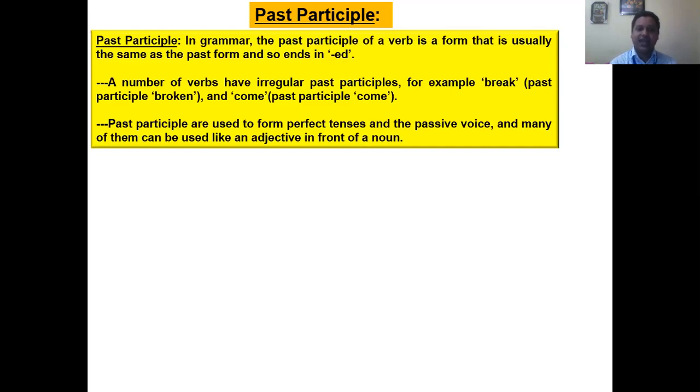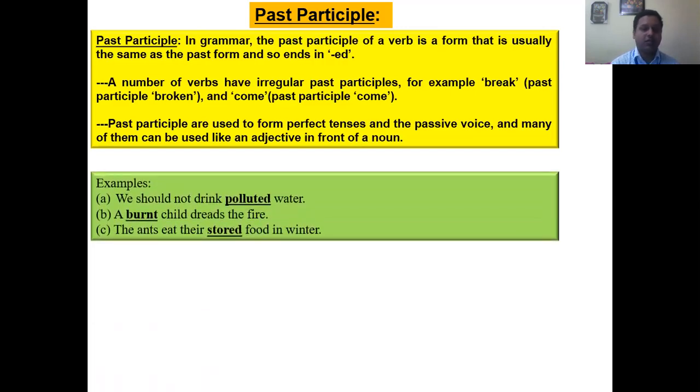And many of them can be used like an adjective in front of a noun. Look here. Be attentive here. Pay your attention here. Many of them can be used like an adjective in front of a noun. In modifier, most of the cases, we use past participle as an adjective.